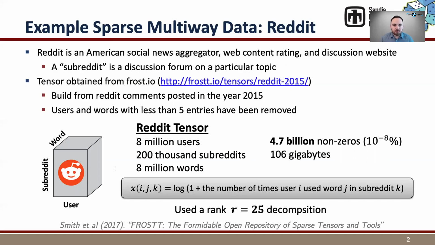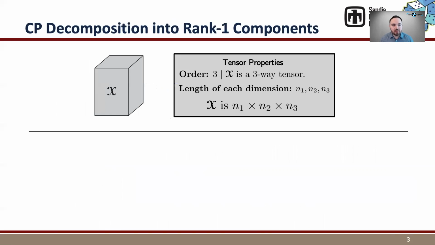Now, often with tensors, we want to find decompositions of the tensor, either to get a much smaller representation of the data or to find trends in an unsupervised manner. And the most popular of these decompositions for tensors is the CP decomposition, which decomposes the tensor into rank 1 components. To illustrate this, we'll be looking at an order 3 tensor like the Reddit tensor, and each dimension has size n1, n2, and n3.